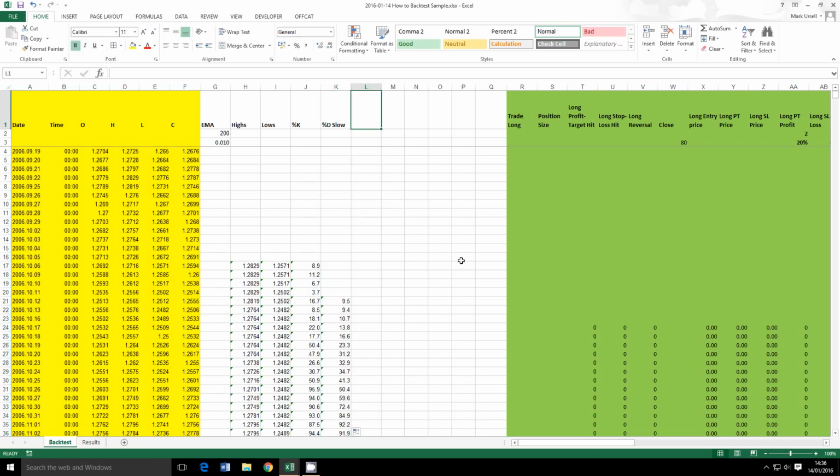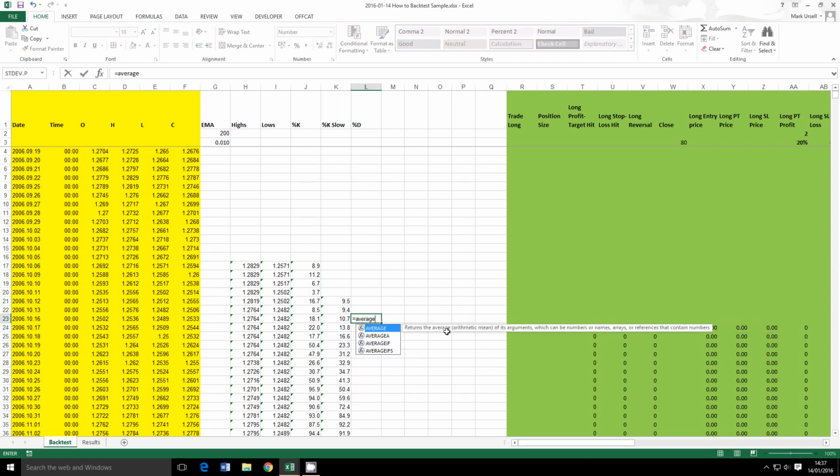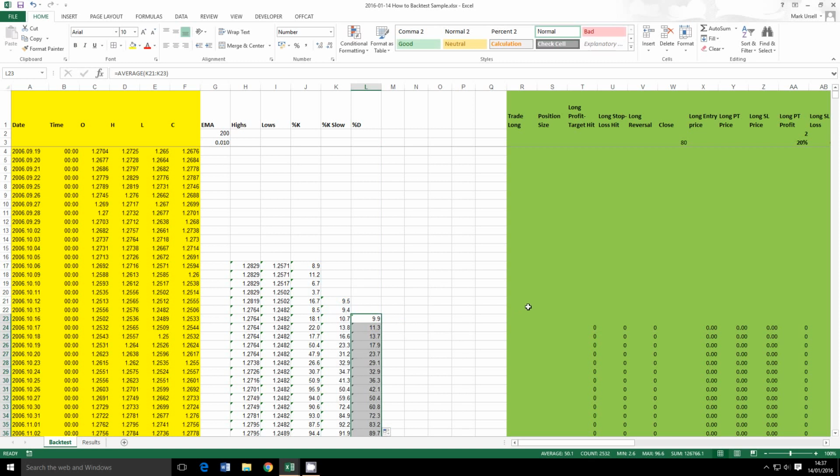And finally we want, sorry, I've called that %D, that is actually %K. And then finally what I want is %D, or the signal line. I'm going to use 3 periods again just to make the signal line. That is the stochastic oscillator calculated using Excel.